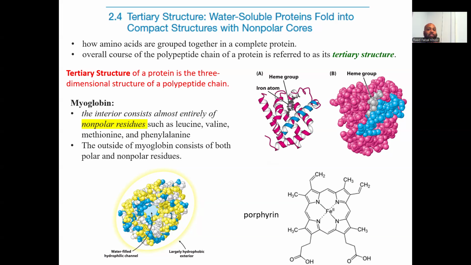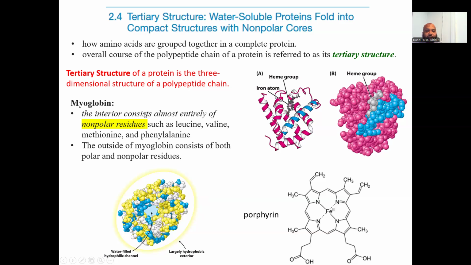So the hydrophobic interactions. The amino acids are grouped together in a complete protein, and the overall course of the polypeptide chain of a protein is referred to as its tertiary structure. So the tertiary structure of a protein is the three-dimensional structure of a polypeptide chain. That's what is very important to know. Primary structure is one-dimensional, secondary structure is two-dimensional, the tertiary structure is three-dimensional, and quaternary structure is four-dimensional.